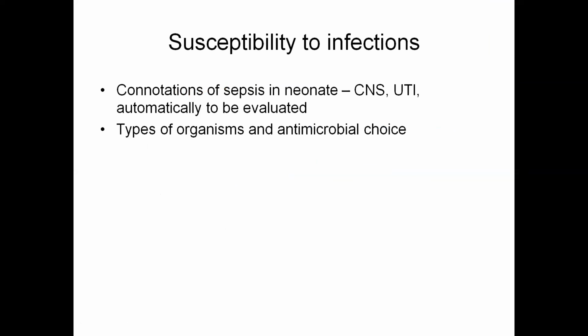Susceptibility to infections. The different type of organisms which may affect a small neonate are different from those in infancy or up to 3 years of age, and then different in older children and adults. So we have different implications for antimicrobial choice. The connotations of sepsis in a neonate include that we must do a lumbar puncture and a urine culture automatically whenever we suspect sepsis.